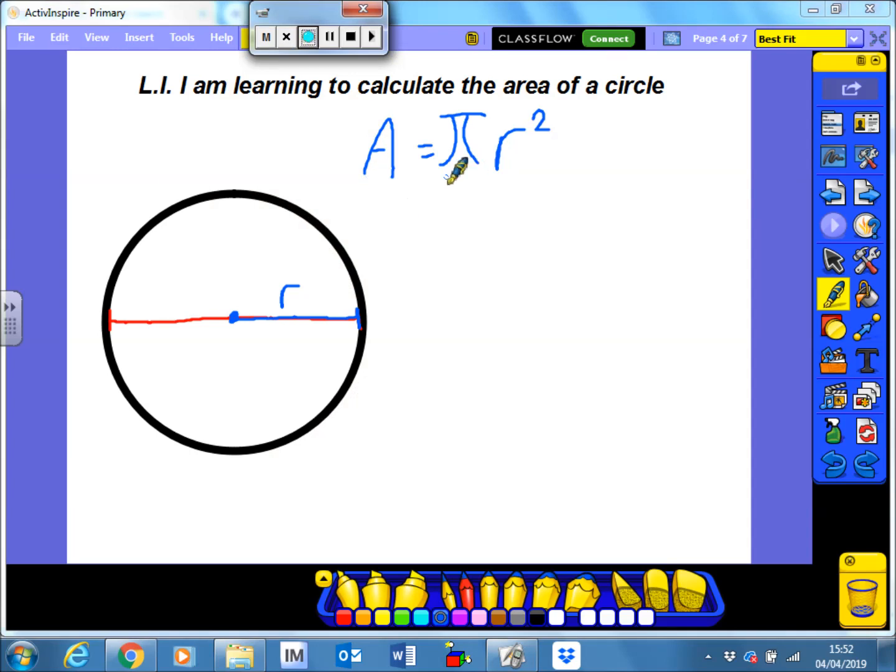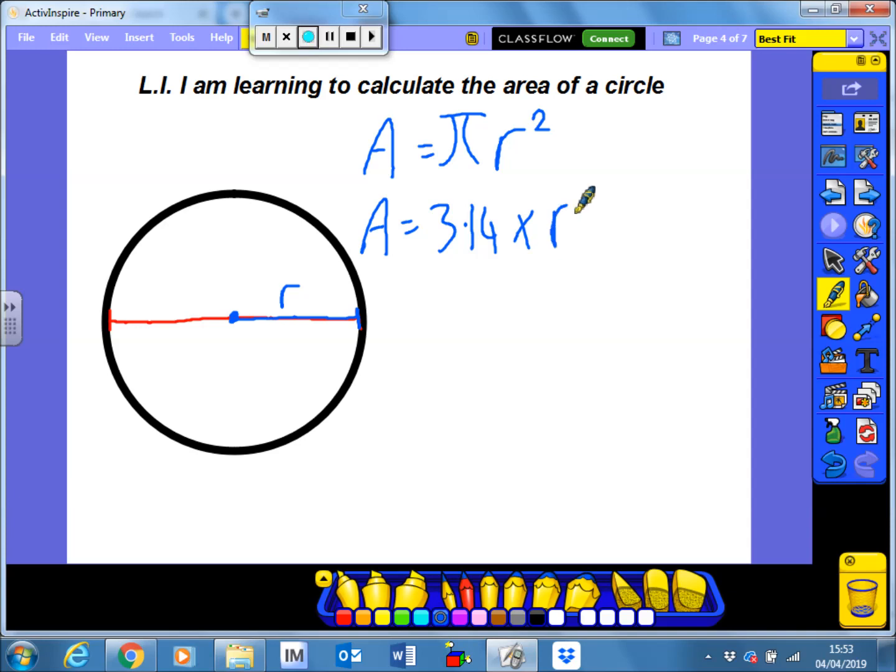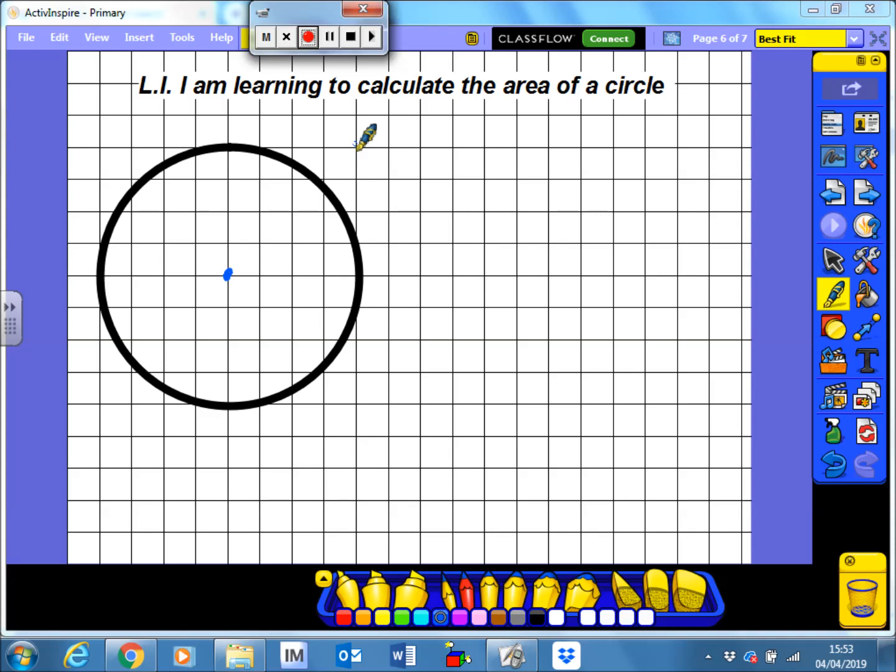So, the area of a circle is pi, which is 3.14, times whatever the radius is, squared. So all we really need to know to work out the area of a circle is the radius. That's how simple it is. If you know the radius, you can work out the area of any circle. So let's put this into practice then.